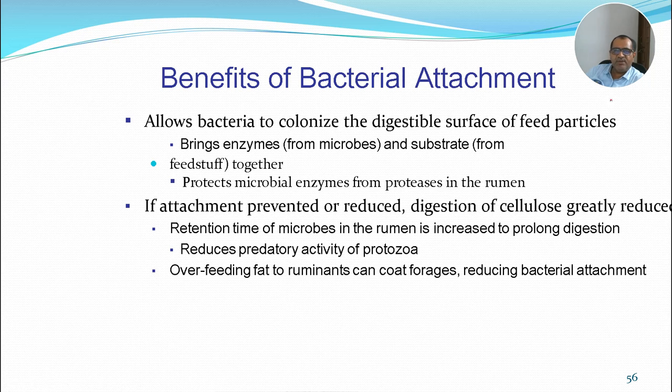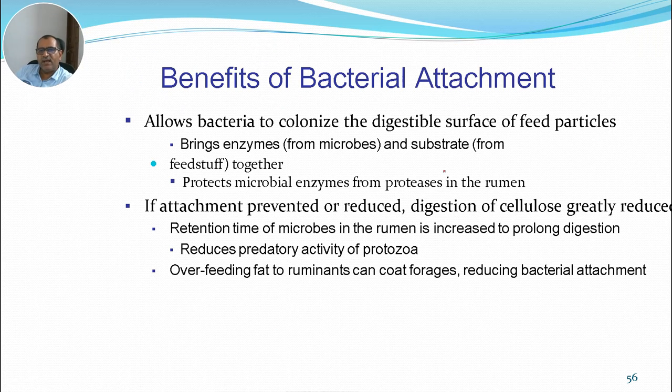The benefits of bacterial attachment are many. Bacteria always colonize the digestible surface of the feed particles. Then they bring the enzymes from the microbes which are freely floating in the rumen, and also from the substrate of the feedstuff. So they are together, and at the same time they protect the microbial enzymes from protease in the rumen. These are the benefits of bacterial attachment, and if attachment is prevented or reduced, the digestion of cellulose is greatly reduced.